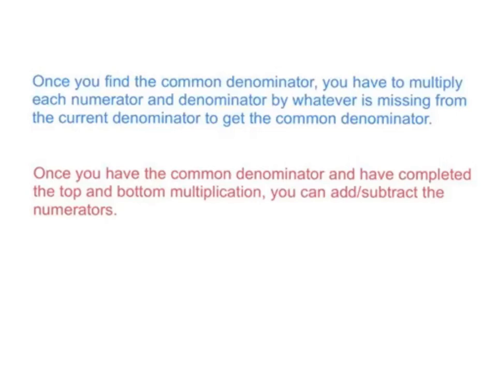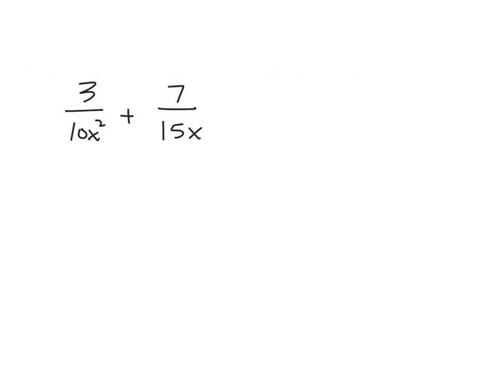Alright, let's look at some examples. So here's the first one. Denominators are monomials, okay? There's no factoring that needs to be done. So we can kind of go from there. Go ahead and get that down and I'll talk through what we need to do.